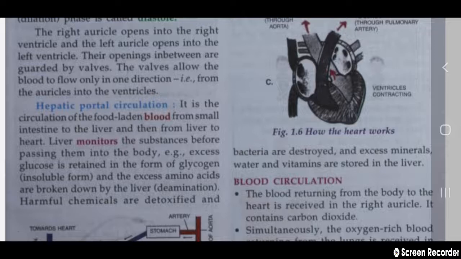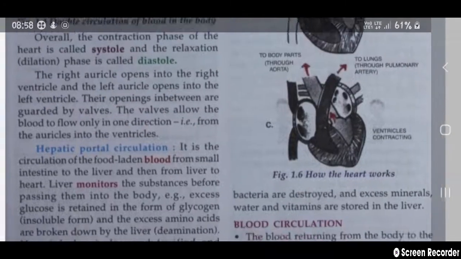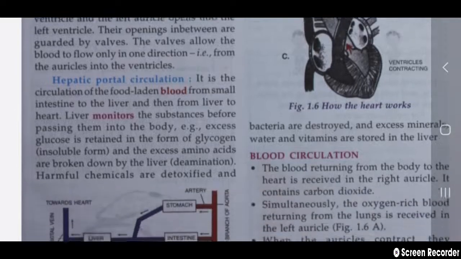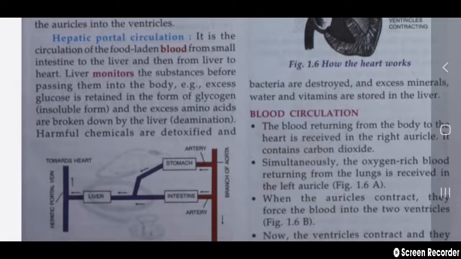What is this hepatic portal circulation? Let us know. So now you learned about the heart, how it supplies the blood, and the double circulation. These things you learned about the heart till now. Now we will learn about the hepatic portal circulation. It is the circulation of food-laden blood, from the intestine to the liver, and then from the liver to the heart.